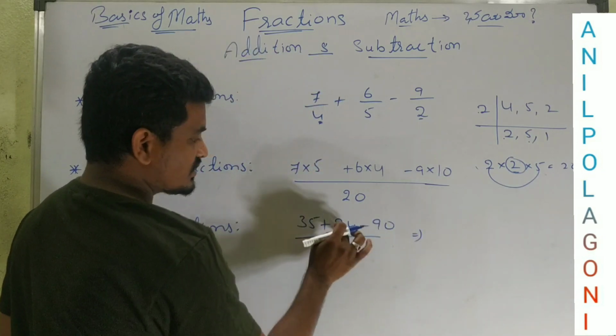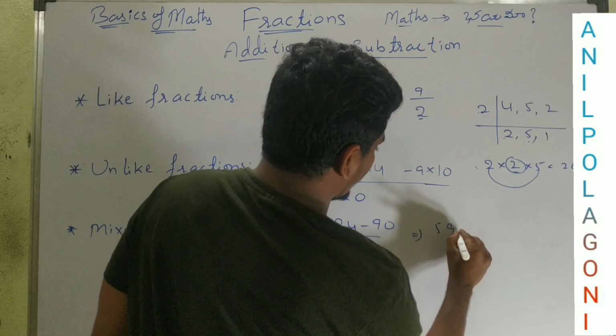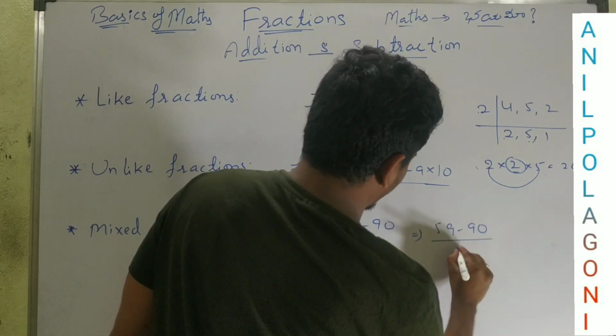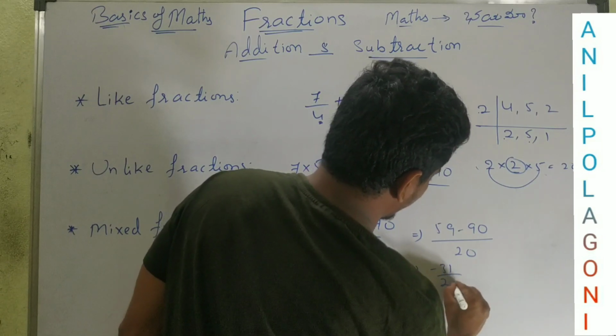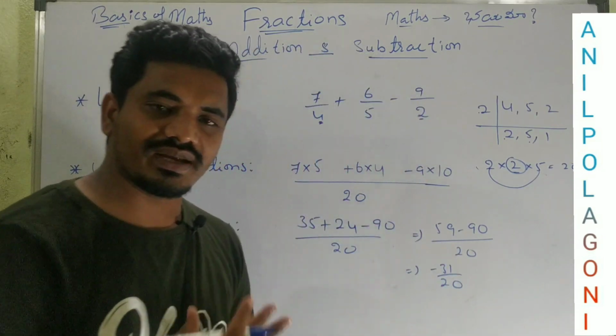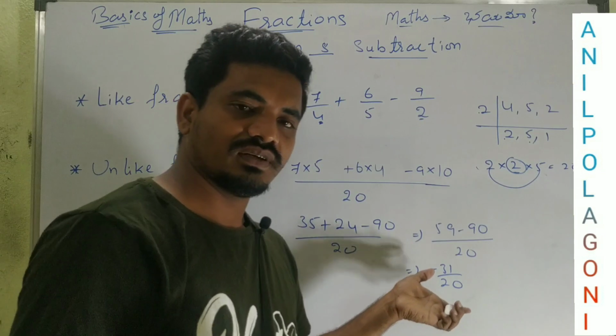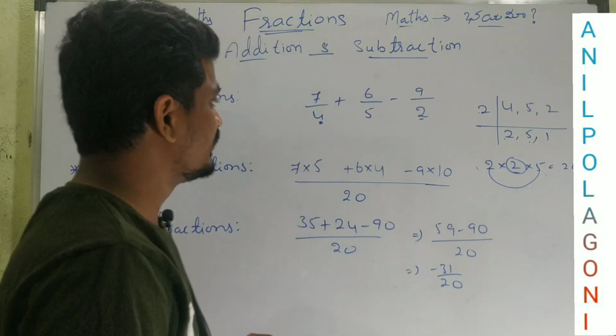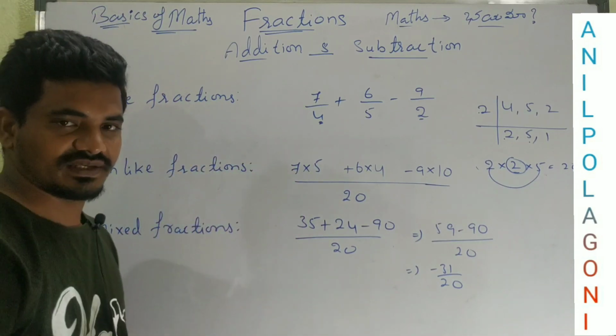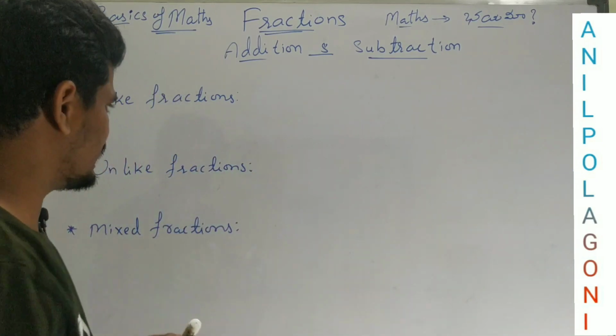Okay, when you add these two numbers you can get what? 59 minus 90 by 20, we can get here finally minus 31 by 20. So these two cannot be cancelled, so we cannot do cancellation. It is the simplest form. So like this we can add the unlike fractions. And next move to the mixed fractions.